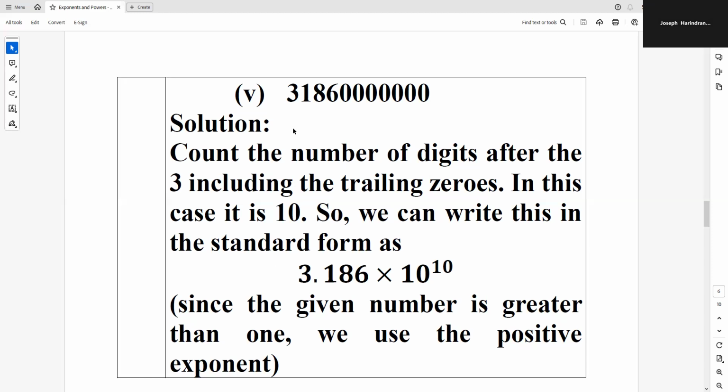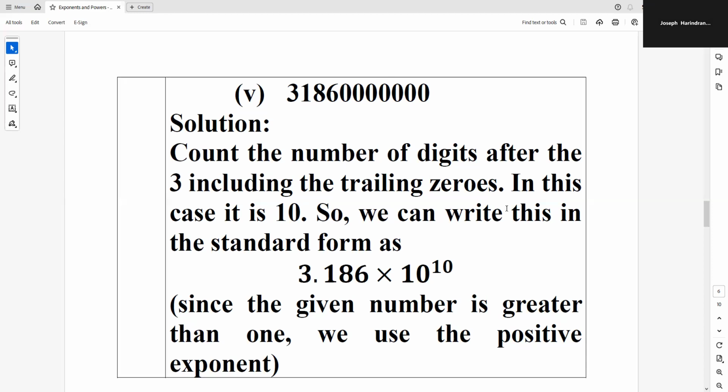Look at this, 186 followed by 1, 2, 3, 4, 5, 6, 7. So 7 plus 3 is 10. So in this case, we have 10 digits after the 3.